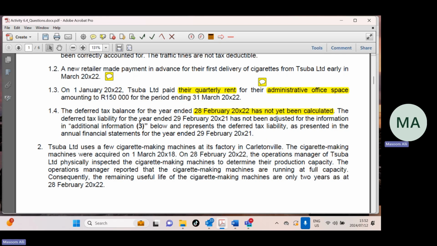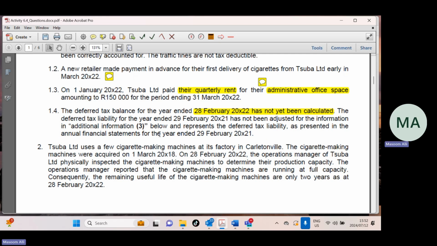The deferred tax liability for the year ended 29 February 2021 has not been adjusted for the information in additional information 3 below and represents the deferred tax liability as presented in the annual financial statements for the year ended 29 February 2021. Okay.